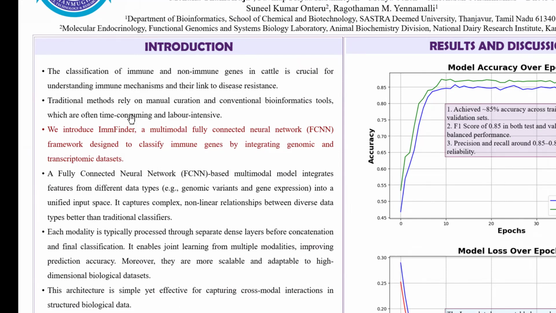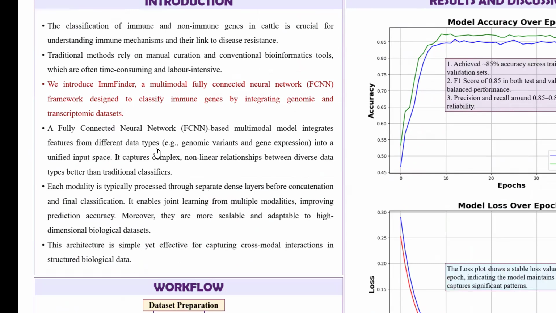Therefore, we developed a model called ImmFinder, which is based on a multimodal fully connected neural network framework that we designed to classify immune genes by integrating genomic and transcriptomic data sets. A fully connected neural network is a type of neural network in which every neuron is interconnected. This model integrates features from different data types and captures complex, non-linear relationships.